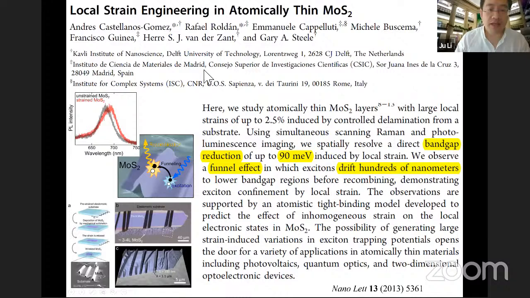But what is really, I think, a better prediction is inhomogeneous strain. So here, instead of stretching it, these folks were bending the molybdenum disulfide. They cited our paper and used our theory, and they verified this funneling effect, where you can absorb light at the valley of this material, but because there is a band gap gradient with the bending curvature, this exciton can drift hundreds of nanometers and then just stay here and eventually recombine and re-emit as light, but as red-shifted light. And so that's a verification of this strain engineering concept.